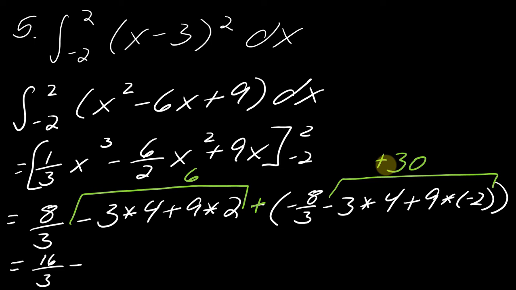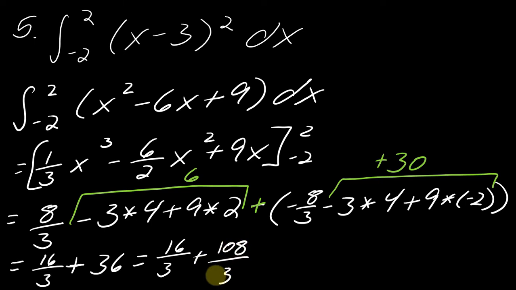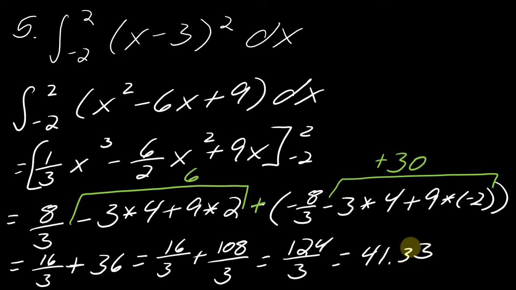So really what I get then is 16/3 plus 36. If I wanted to keep the fraction going, 36 as a fraction is 108/3. So then this would come out to 124/3, and as a decimal, that's 41.33. So either 124/3 or 41.33, whichever way you got to that.